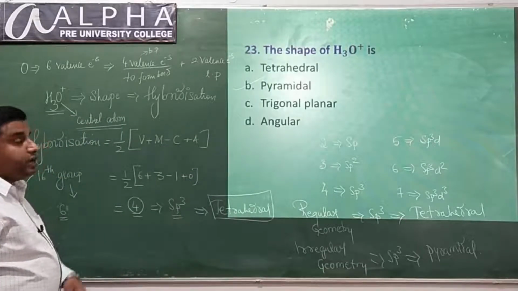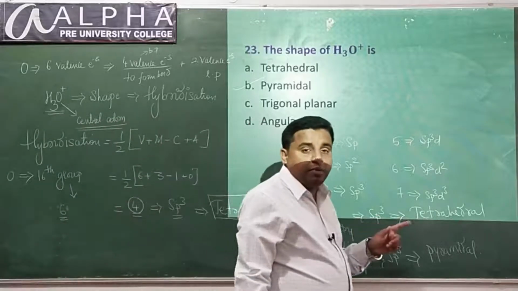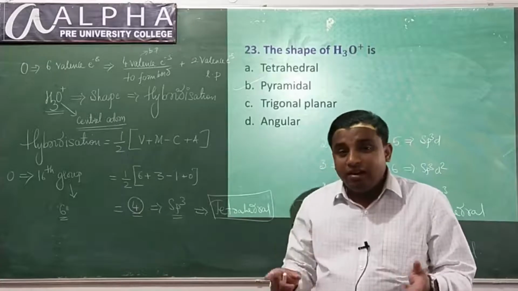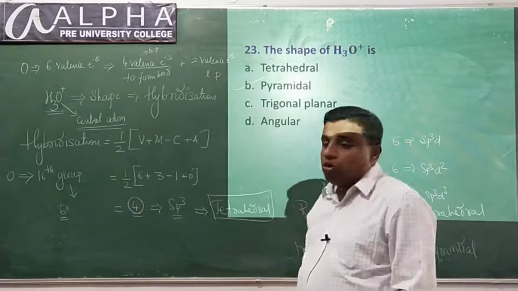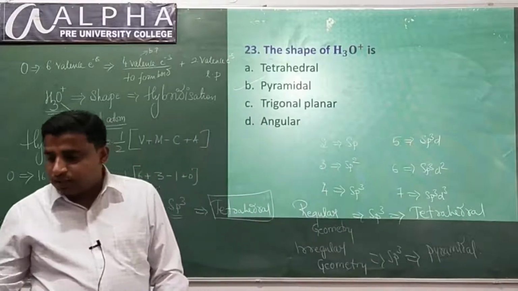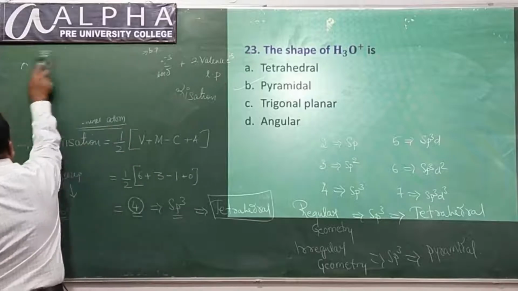The answer is not tetrahedral. It is tetrahedral only when it is regular geometry, but hydronium ion does not have regular geometry. It is irregular geometry. Hence, the shape of this molecule is going to be pyramidal. Is that simple? That's great. Very nice.